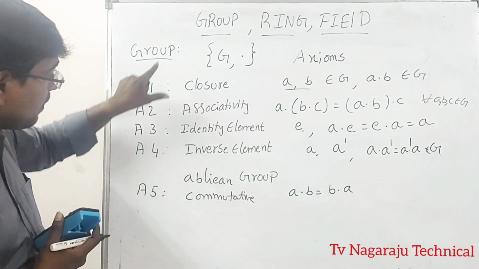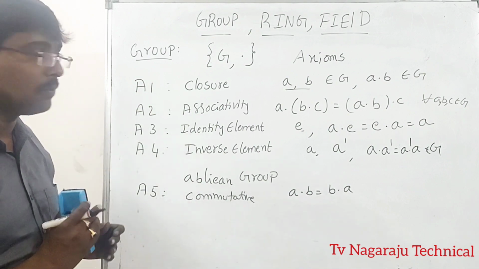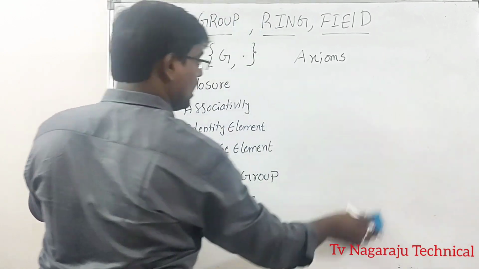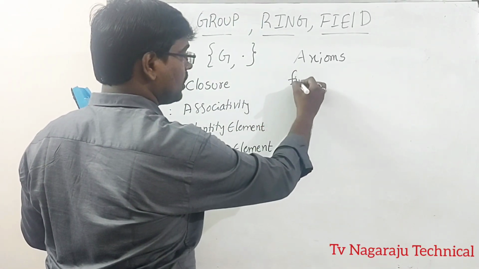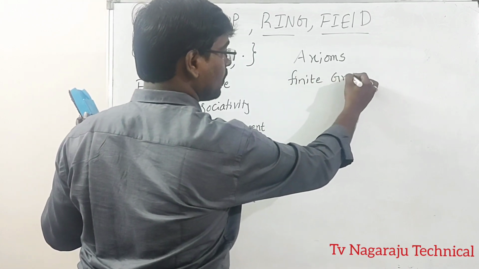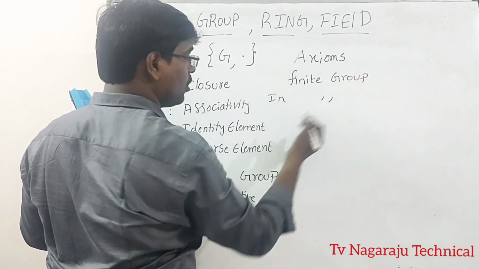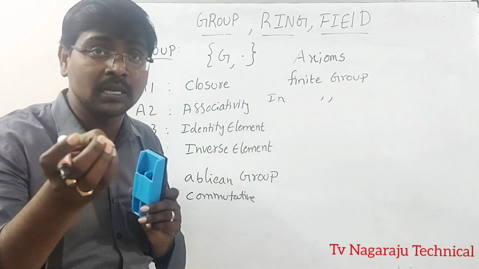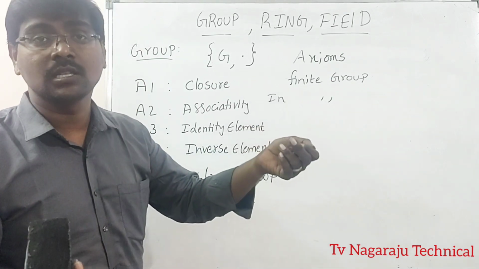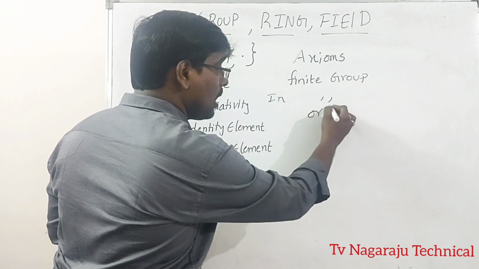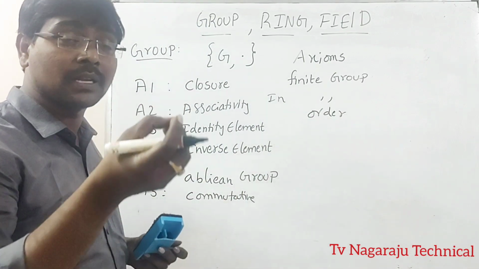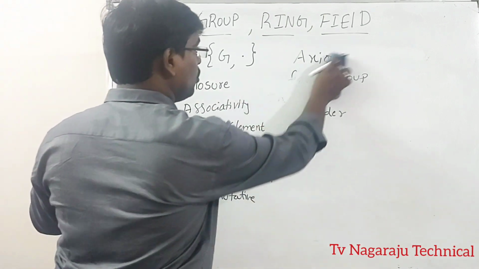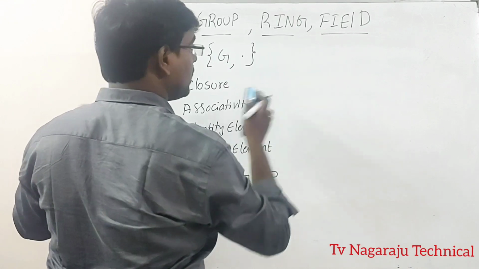Now I will explain all this with one example, along with some basic definitions. What are those? Finite group means a group that consists of a finite number of elements. Infinite means it consists of an infinite number of elements. Order means the number of elements present in the group. Anyway, I will explain the group with one example.